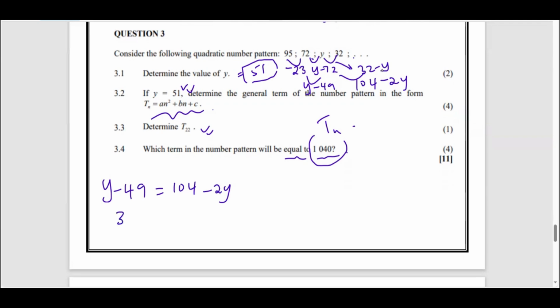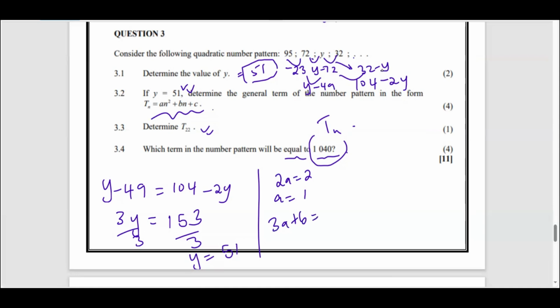Let's move it that side. It's a 3y. Then 104 plus 49, which gives me 153. Divide both sides by 3. And then y becomes 51. Then for the Tn, we said it's going to be our 2a. So that's 51 minus 49, which is going to be a 2. Okay. 2a is 2, which means a is 1.